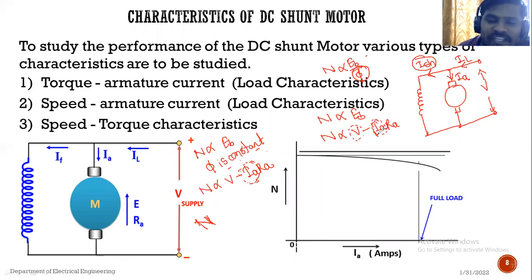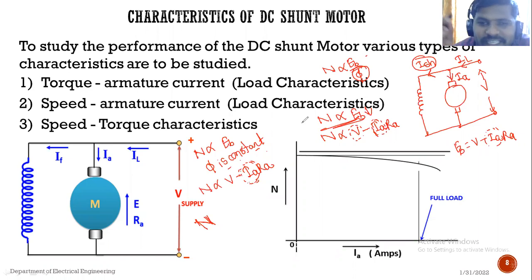What happens to the armature current? It increases. Let me write the equation here: EB is equal to V minus IA RA. Now see, if the armature current increases, what is the effect on EB? EB decreases, sir. And according to this equation, N is directly proportional to EB. If EB decreases, what will happen to the speed? It decreases, sir, because there is direct proportion.